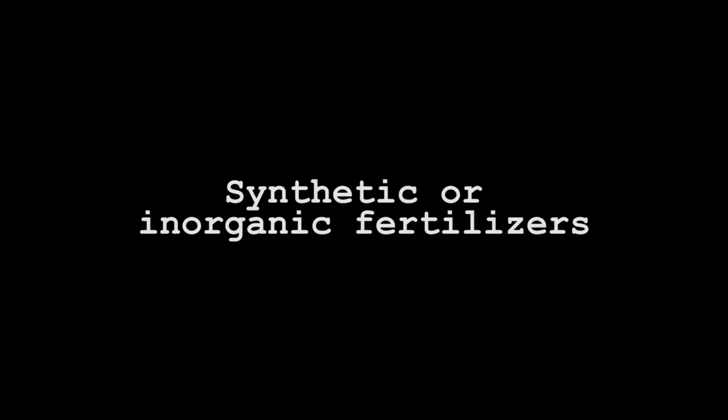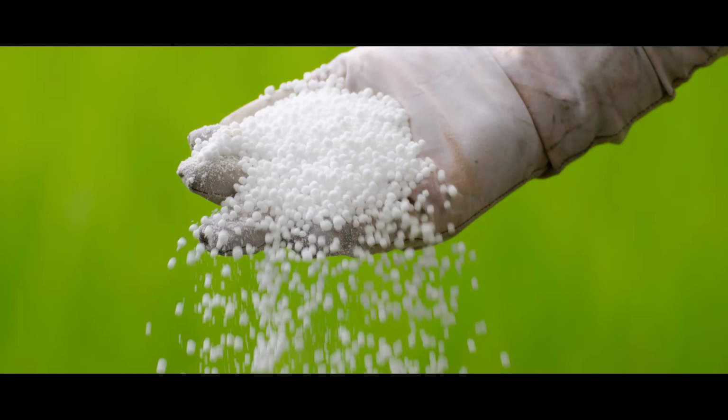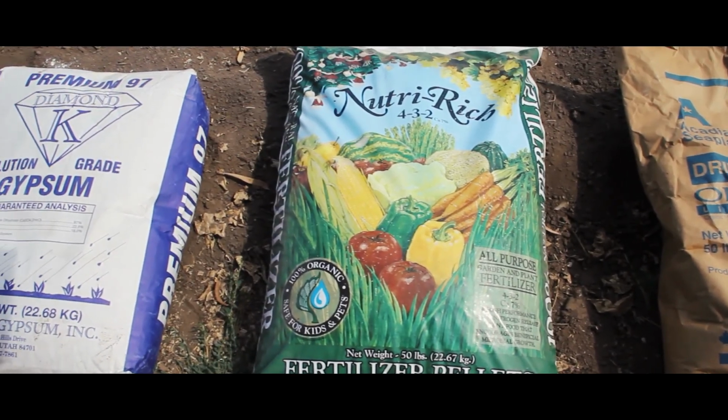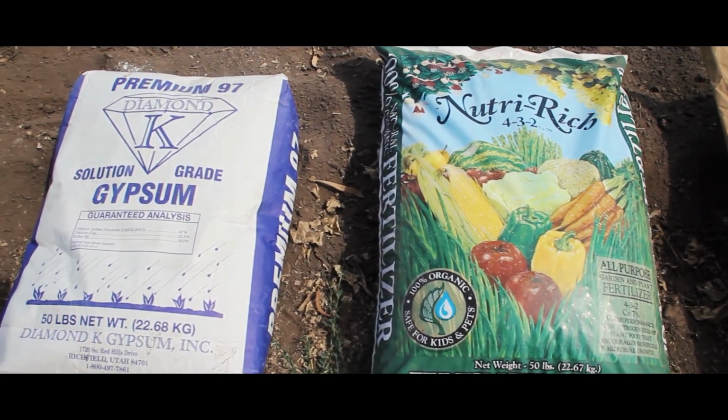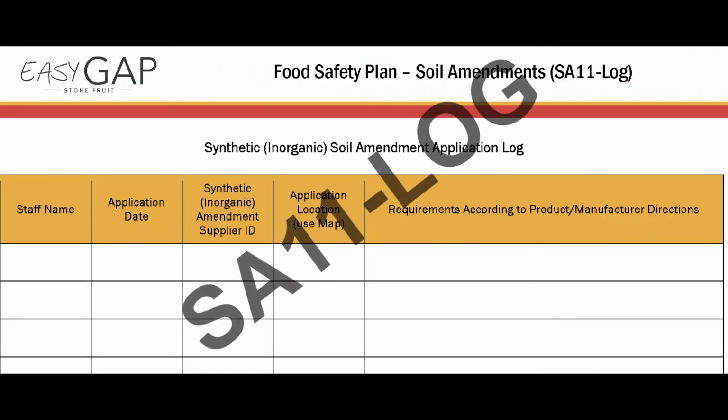Synthetic or inorganic fertilizers. For any synthetic fertilizers that you use, you should have a certificate of analysis or letter of guarantee for the product that includes all of the ingredients, including inert substances such as fillers. All synthetic fertilizers need to be incorporated into the soil or applied according to the product guidelines. Any use of synthetic fertilizers should be logged and include the product identification and any details for its use required by the product label or manufacturer, for example, the concentration, total amount used, or application equipment.